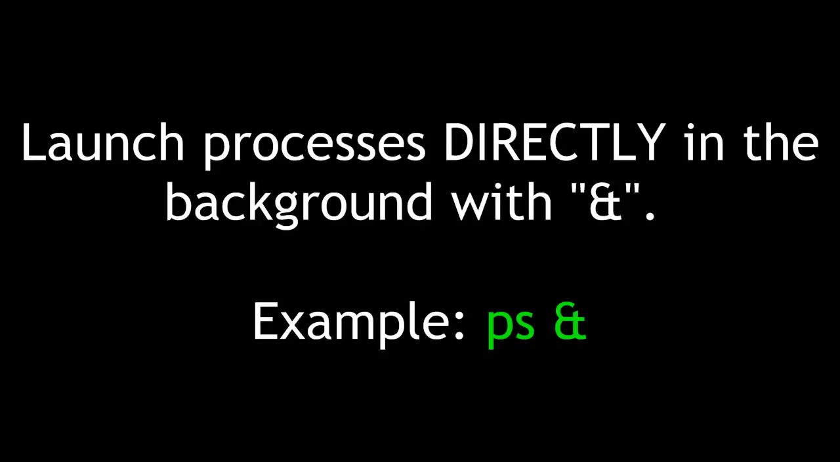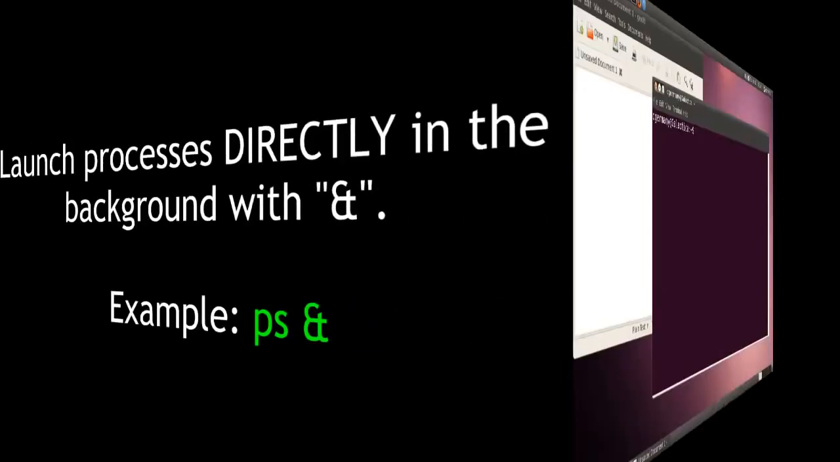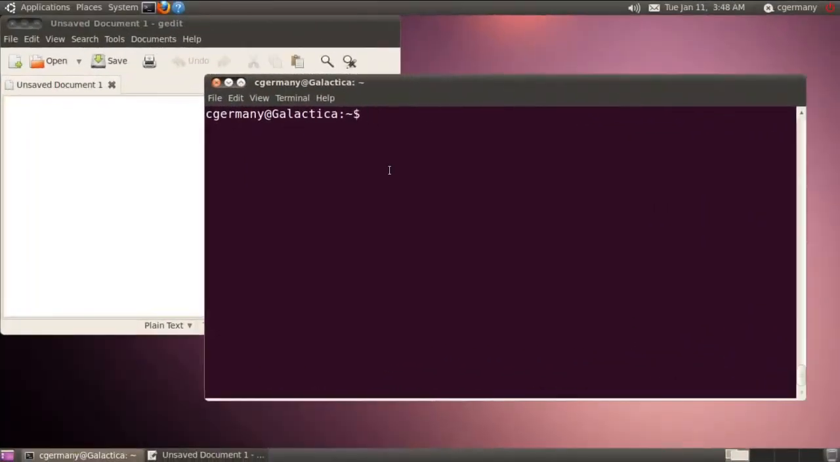You may launch processes directly in the background by postfixing them with an ampersand. Example, ps ampersand. Let's say that I want to launch a process directly in the background. To do that, all I need to do is postfix it with the ampersand. Now again, if I'm moving it back and forth between the foreground and the background, I prefix it with the percent. But if I launch the process and I postfix it with the ampersand instead of prefixing it with the percent, it would simply start in the background.